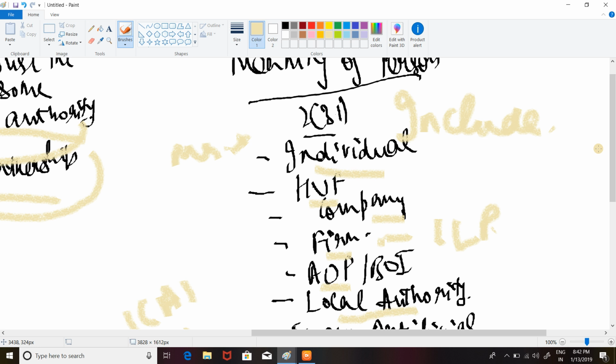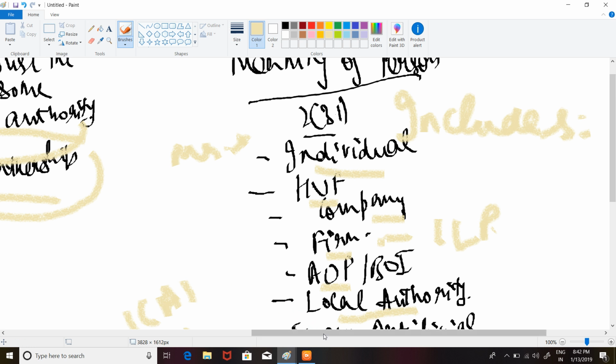As per section 2(31) of the Income Tax Act, 1961, a person includes. There's a lot of difference between includes and means. As per the law, the term includes is written in the Act. We can't change it. The word includes is written in the Act.